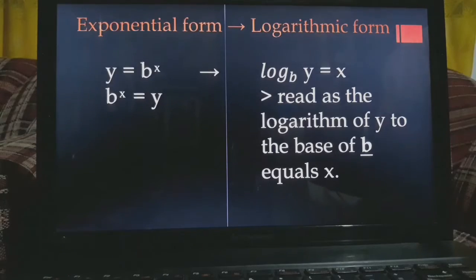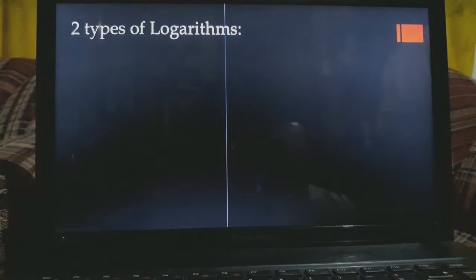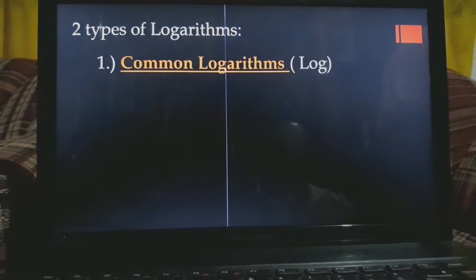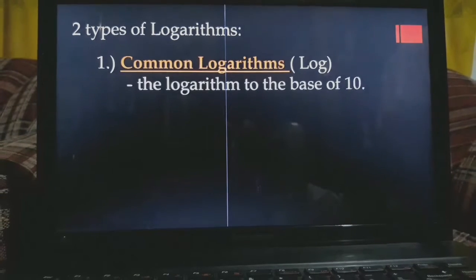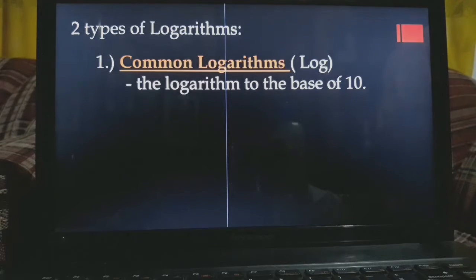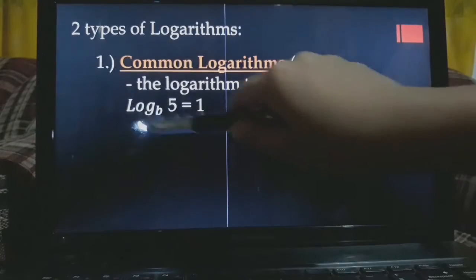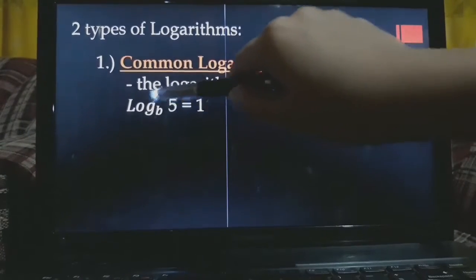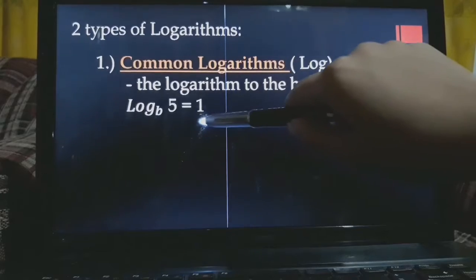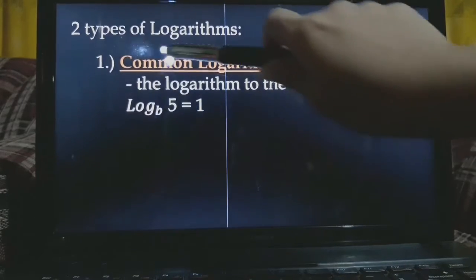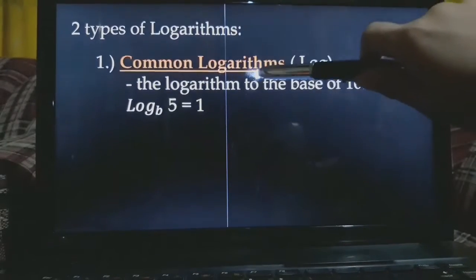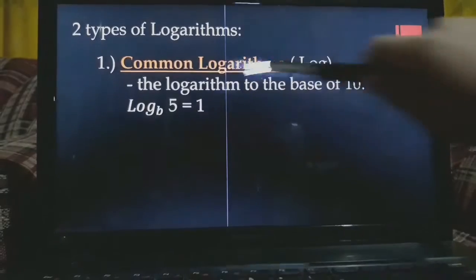Let's move on to the two types of logarithms. First is the common logarithms. It means the logarithm to the base of 10. For example, logarithm of 5 to the base of 10 is equal to 1. When it comes to common logarithms, it should be written as log.